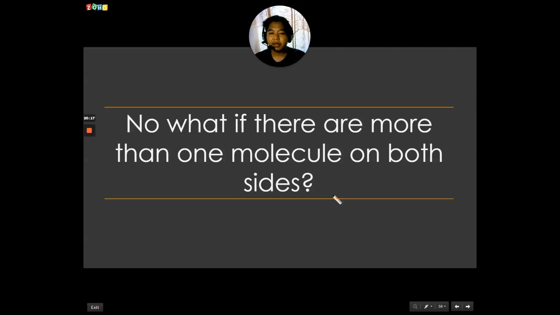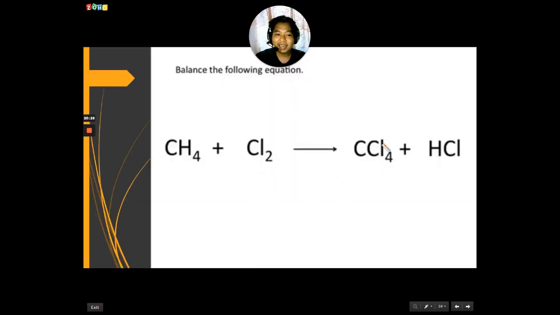Alright. Now, what if there are more than one molecule on both sides of the equation, of our chemical equation in particular? Here it comes. Sir, that's difficult. So, we have a step here. Now, I forgot I've been writing it by pen, but there are already answers pala in the PowerPoint.